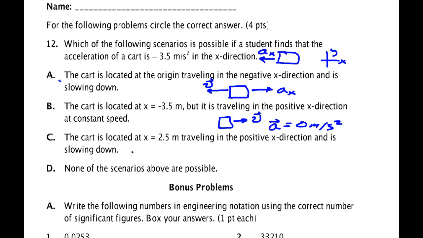That's not possible. The cart is located at 2.5 meters, traveling in the positive x direction. So there's the velocity. And it's slowing down, which means the acceleration is in this direction. Aha, that matches what we were told. Okay, so that one is a possibility.